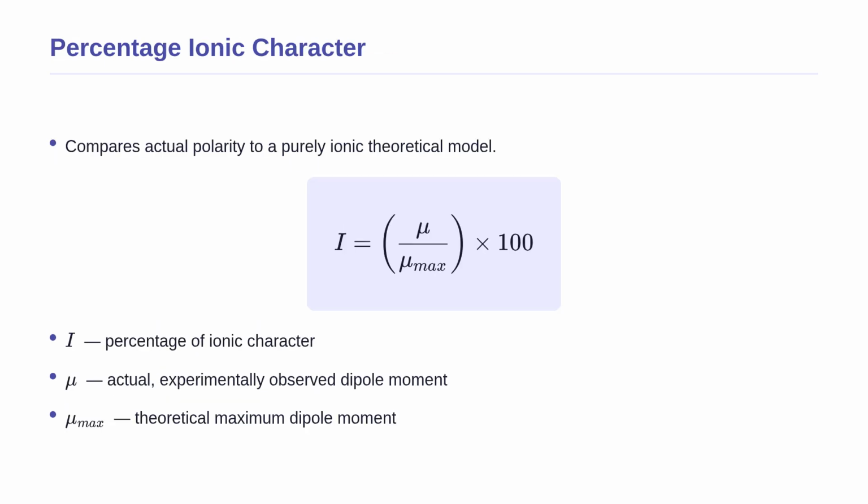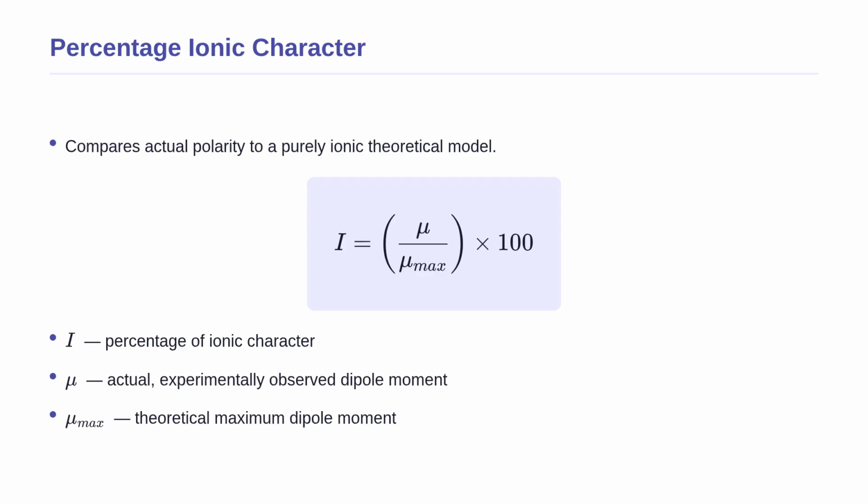This dipole moment formula we just saw leads us directly to our next mathematical tool, calculating the percentage of ionic character. We represent this percentage with the letter I. The formula is I equals mu divided by mu max, all multiplied by 100. Here, mu is the actual, experimentally observed dipole moment of the molecule, usually measured in units called debyes. The denominator, mu max, represents the theoretical, calculated maximum dipole moment if the bond were 100% ionic, meaning a complete transfer of one full electron had occurred.